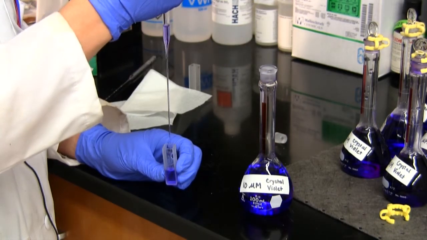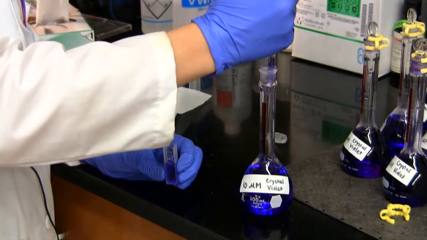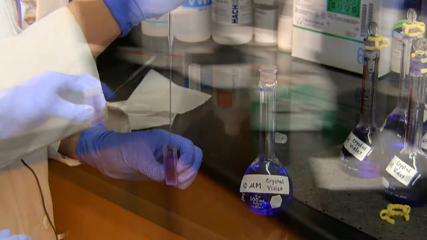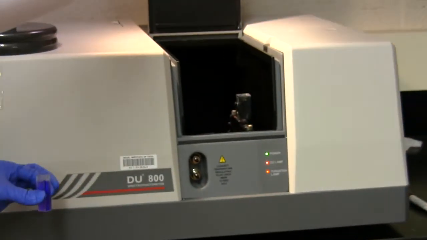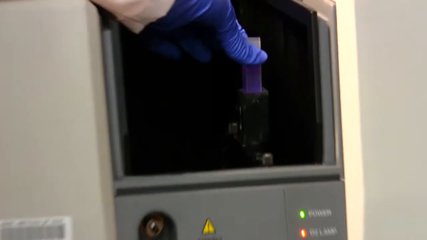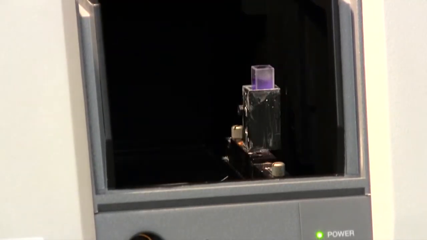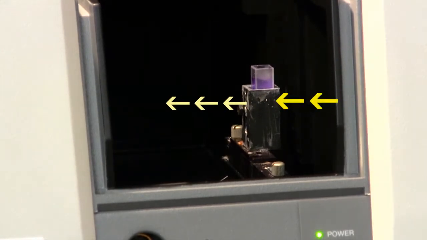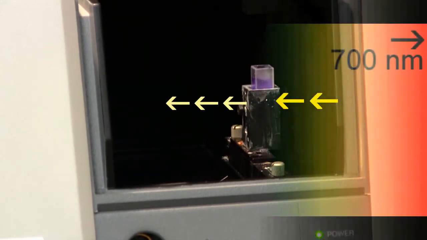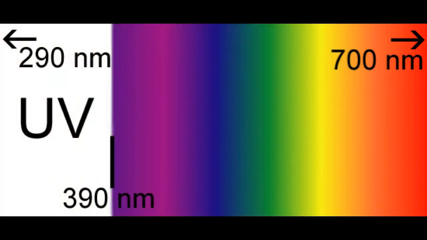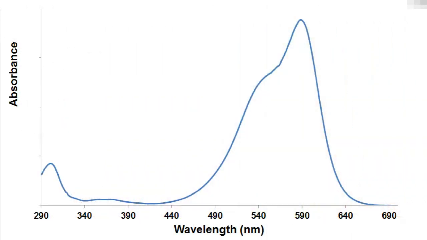First, we have to put some of our solution into a cuvette. We then place the cuvette into the holder inside the spectrophotometer. Now, when we take a measurement of our solution, the spectrophotometer will send a beam of light through our solution at whatever wavelength I set. For this experiment, I have set the wavelength range from 290 nanometers to 700 nanometers. And now we can see the data that the spectrophotometer produced. It appears that our solution absorbs light over a range of colors, and the peak absorption is at 590 nanometers.